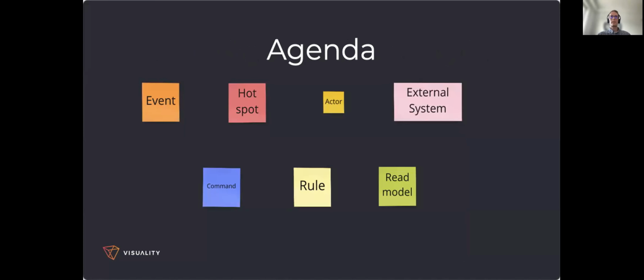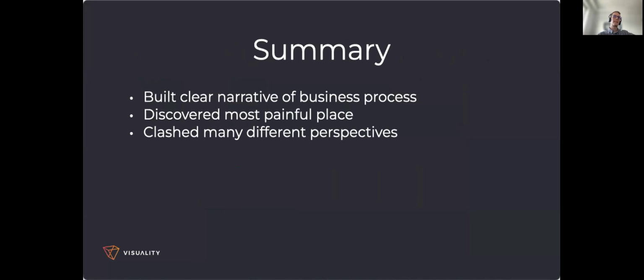So during my presentation, we get to know event storming notation. Specifically, what all those colorful sticky notes mean and how we should use them. We've built the clear narrative of business processes, and we achieved the goal. We found problematic places, and for sure we had tons of discussions around it. Hopefully some of them leading towards working solutions.